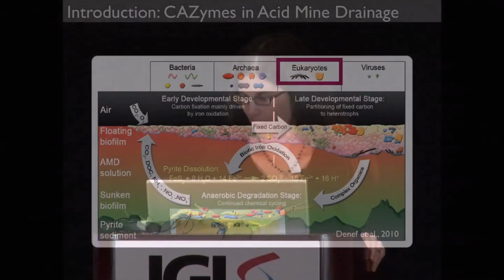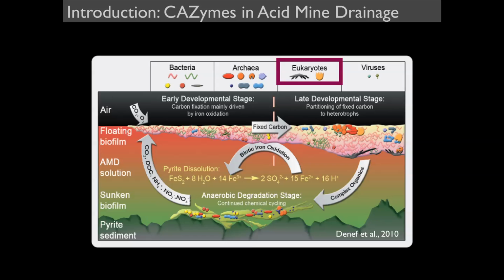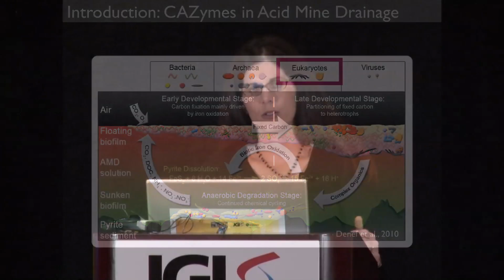This figure here is showing the typical biofilms that we find in the AMD solution. In the early developmental stage biofilms, we get colonization by pretty much one major type of bacteria, the Leptospirillum, which oxidize iron and fix carbon dioxide. As the biofilm grows and develops, it thickens and it also diversifies. And we see other bacterial species present, as well as some archaea and eukaryotes.